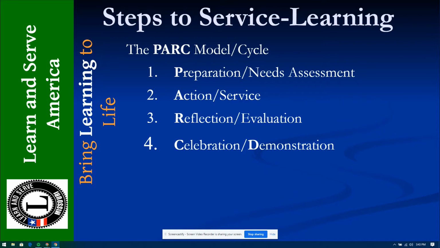And so each letter of the acronym actually stands for or represents a stage of the work that needs to be done. We start with preparation or a needs assessment in the area. We do action or provide a service. And then the two pieces that are extremely important is we evaluate our impact and we reflect upon that. And then we celebrate and demonstrate our learning towards others.